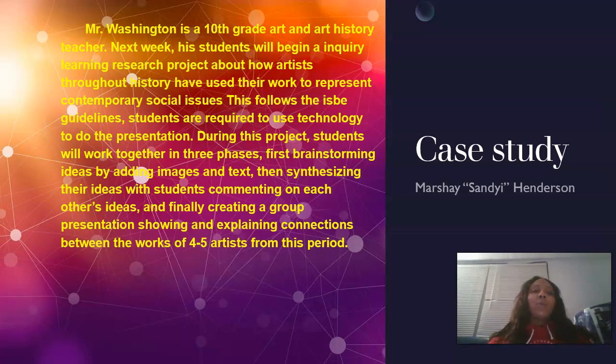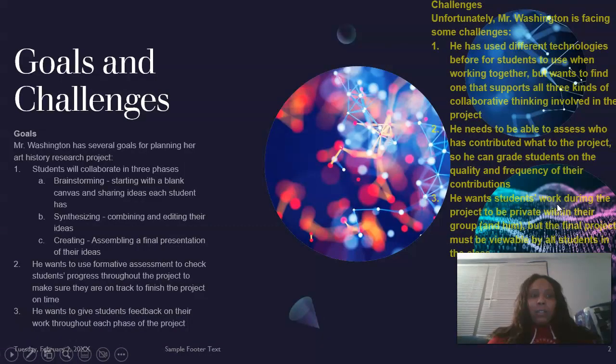During this project, students will work together in three phases. So, first phase was brainstorming ideas by adding images and text. Then synthesizing their ideas with students commenting on each other's ideas, and finally creating a group presentation showing and explaining connections between the works of 4 to 5 artists from this period. So that is the learning text.